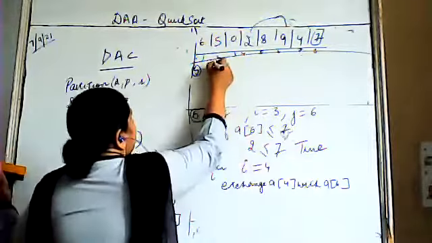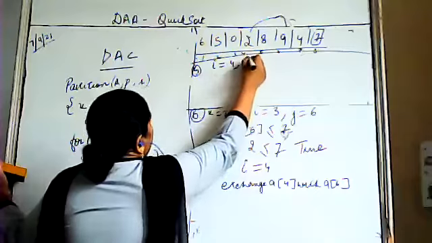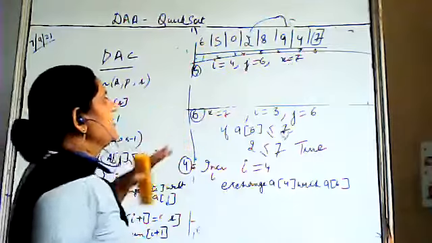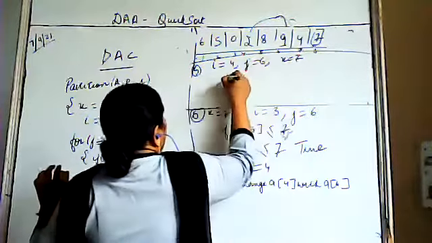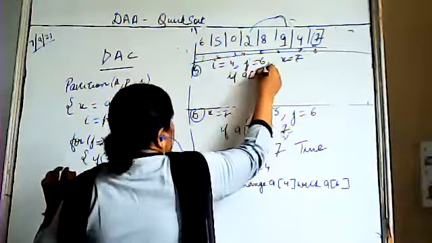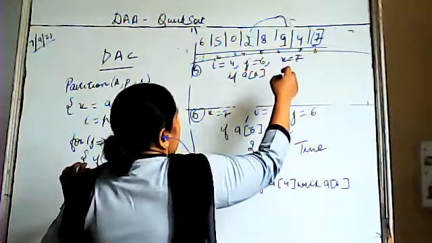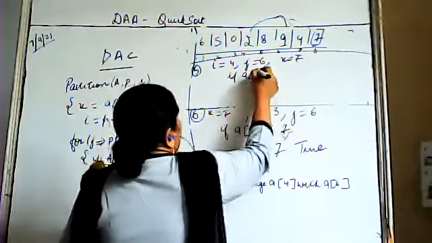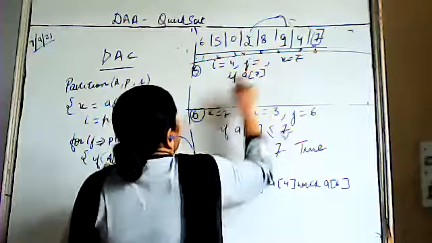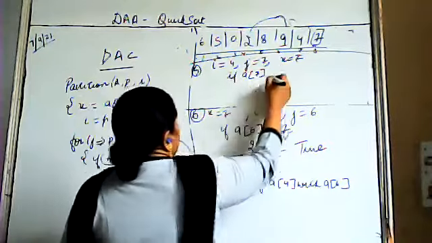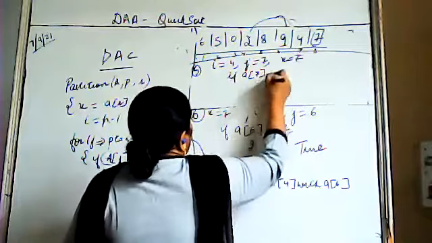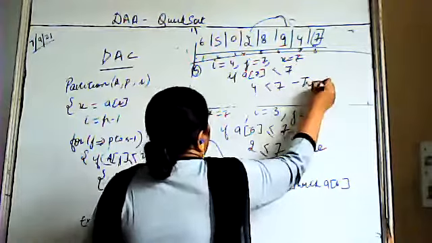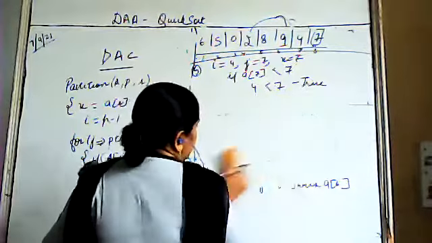Now I is equal to 4, J is equal to 6, and X is equal to 7. Now A of 6 is 9. 9 is less than 7. Sorry, A of 7 we have to take. J would be 7 here. So A of 7 is 4. So 4 is less than 7. Condition is true. So what we are supposed to do?